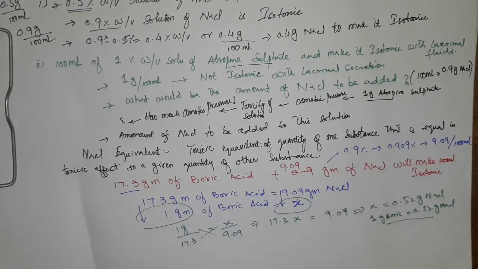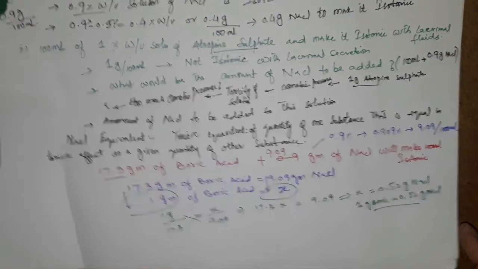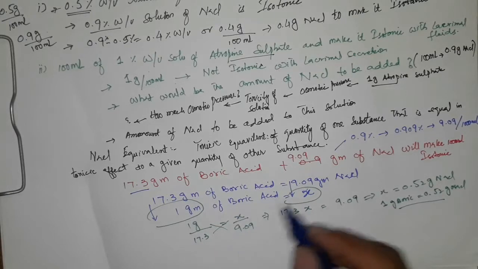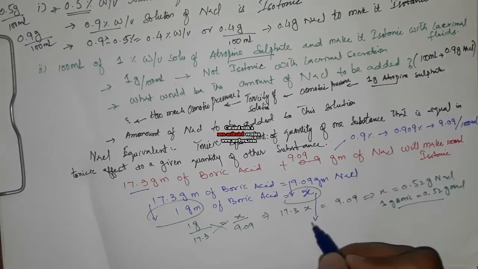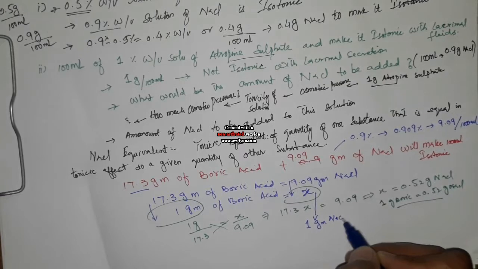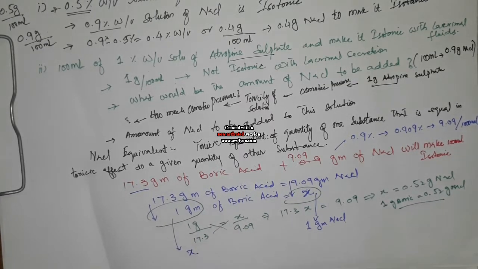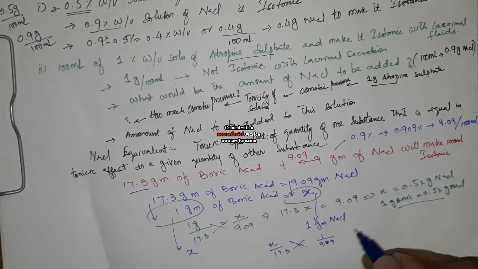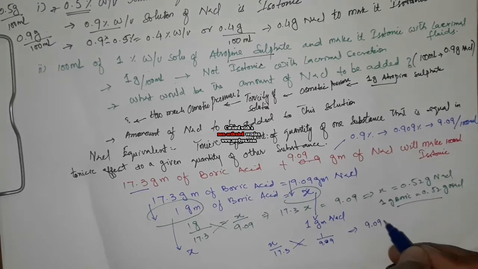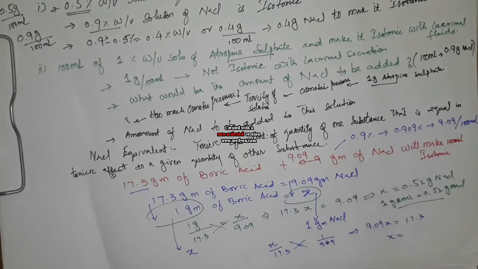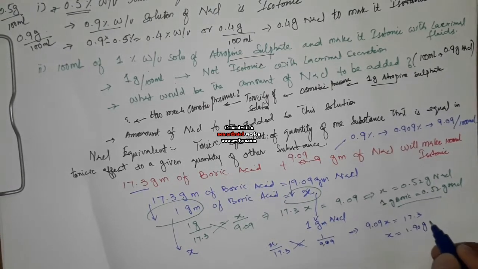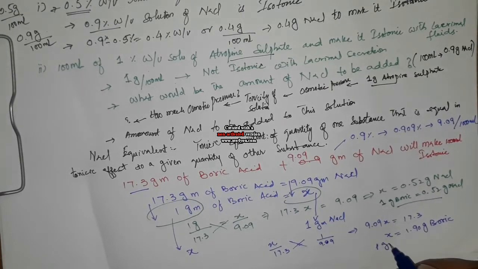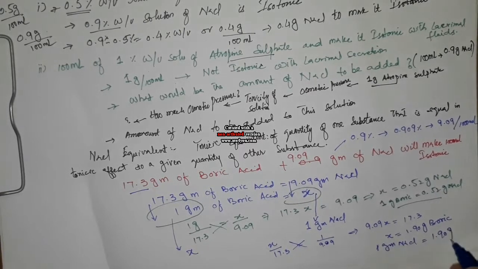Both of these have the same osmotic pressure effect, the same tonic effect. Now in the other case, if we want to find how many grams of boric acid 1 gram of sodium chloride will be equal to, again cross multiply: x divided by 17.3 equals 1 divided by 9.09. X will become equal to 1.90 grams of boric acid. This means that 1 gram of sodium chloride is equal to 1.90 gram of boric acid.